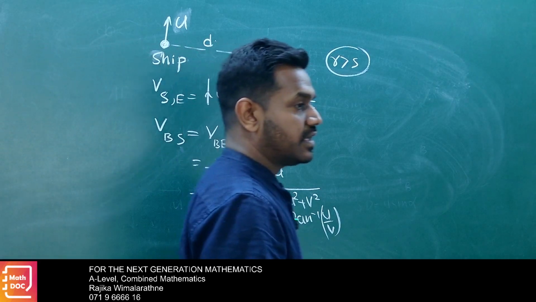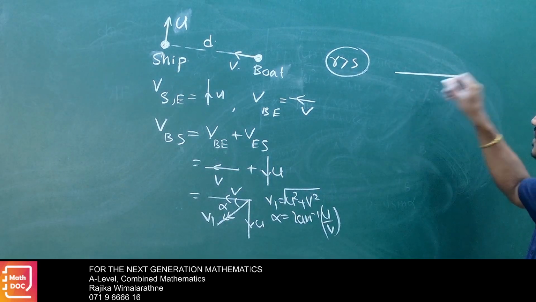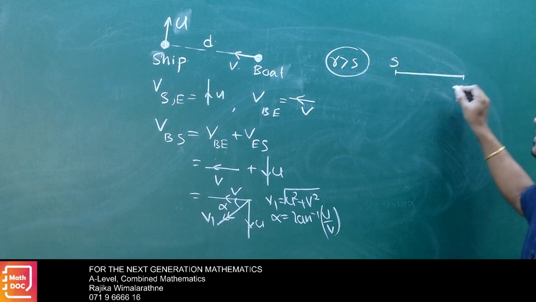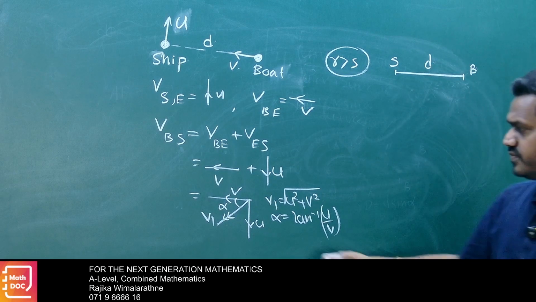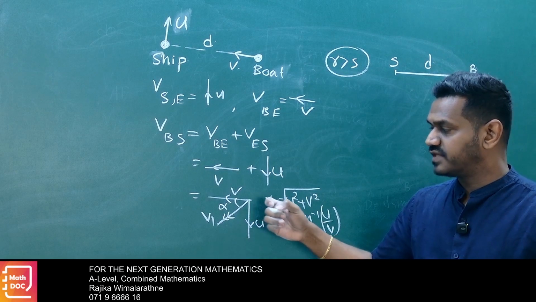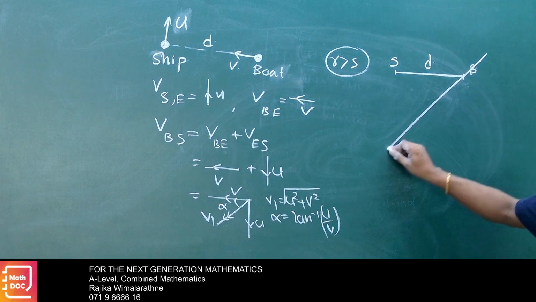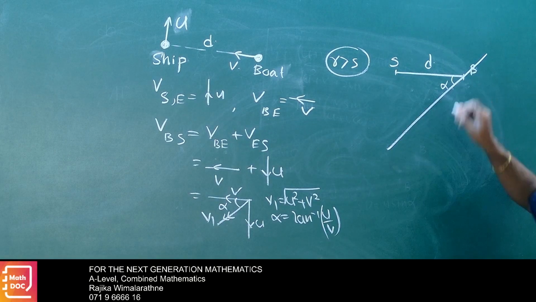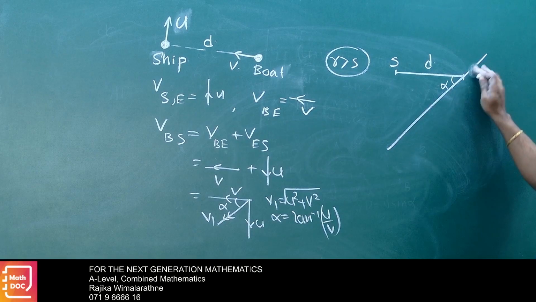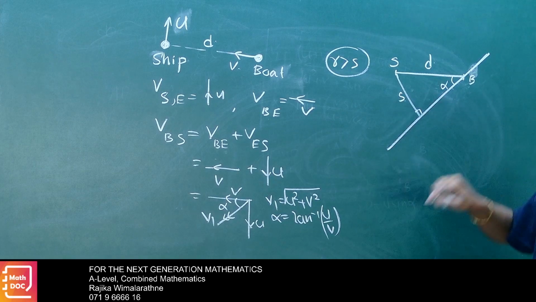Okay. Now let's see further analysis. Initially the ship is here, the boat is here, displacement d. Now I have the velocity of the boat with respect to the ship, no? Then here is the relative path. The ship is stationary, the boat is moving with velocity v1 along this path. Now here the shortest distance is given as s.